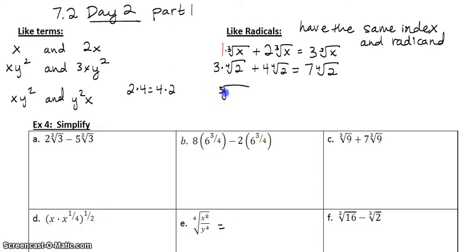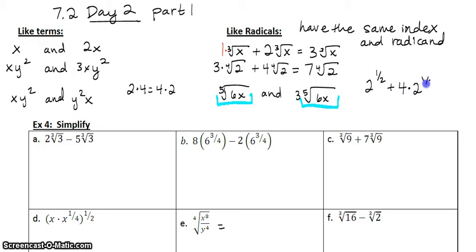You also can have more than one thing underneath the radical. So my last example here, let's say I had the fifth root of 6x. That would be a like radical term with something else that has the fifth root of 6x. As long as this whole part is the same, then I could add or subtract those together. Also, this is kind of weird, but I can have like terms with power statements. So let's say I had 2 to the 1/2 power plus 4 times 2 to the 1/2 power. This is really 1 2 to the 1/2 powers plus 4 2 to the 1/2 powers, and that would be 5 2 to the 1/2 powers total.